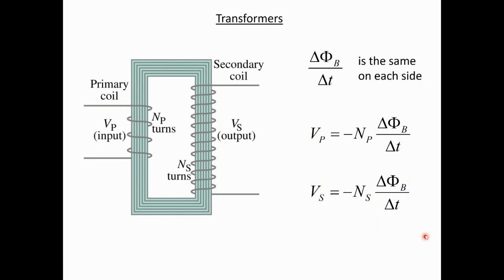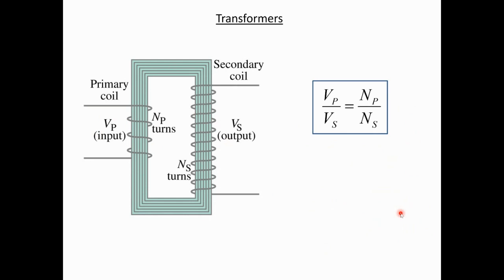All right? Now, if you just divide one equation by the other, this change in flux, rate of change of flux, cancels out, and you just get this. And so take this side of the equation, divide it by that one, Vp over Vs. On the other side, this side of the equation divided by that one, the minus signs cancel out, the delta phi over delta t cancels out, and you get this equation. So this tells us that we can change the voltage from the primary value to the secondary value by having a different ratio of turns.